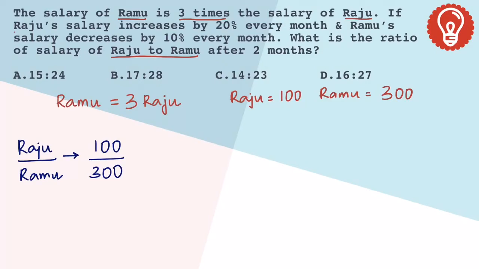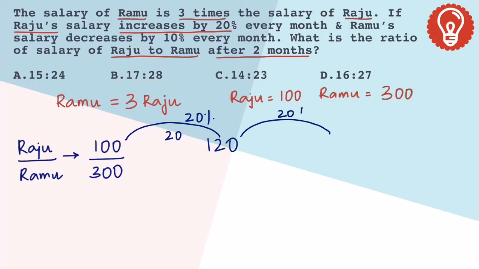Now let's take up the first condition. Raju's salary increases by 20% and we are asked to find the salary after 2 months. Taking that, Raju's salary is 100 and after 1 month a 20% increase, 20% of 100 is 20, so in the next month the salary is 120. Again in the next month an increase of 20%, 20% of 120 is 24 and this becomes 144.